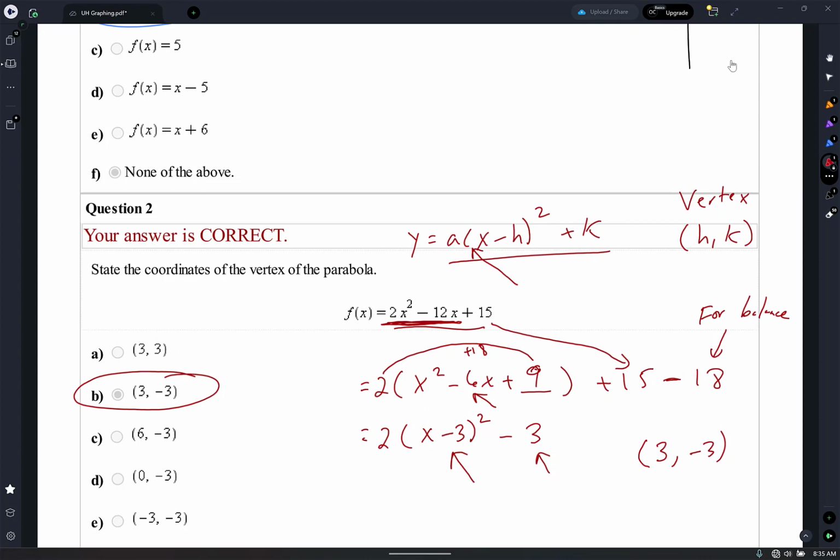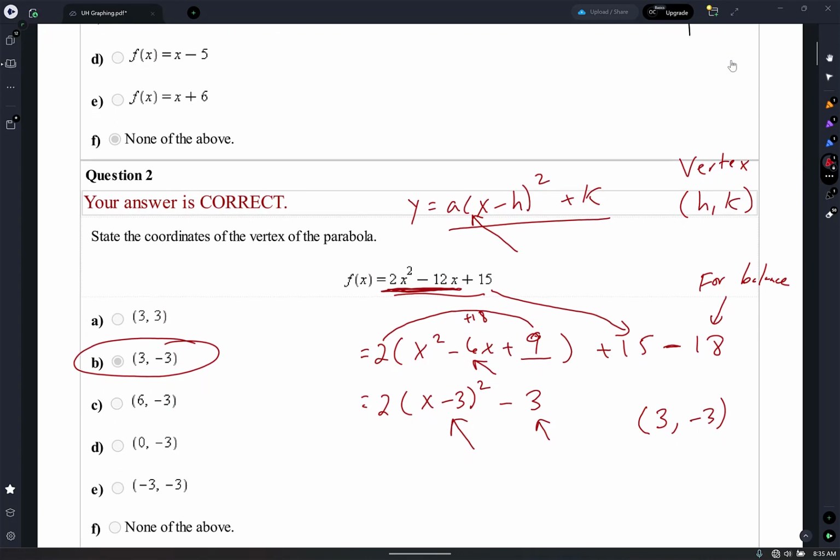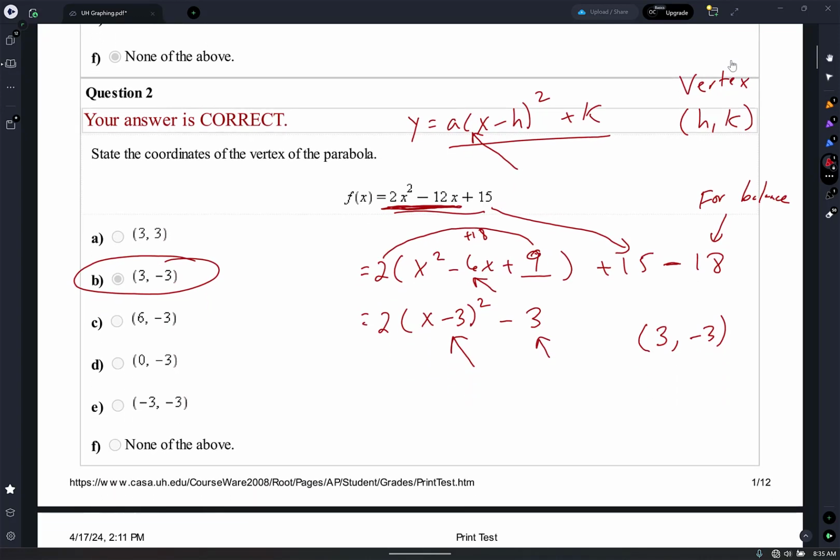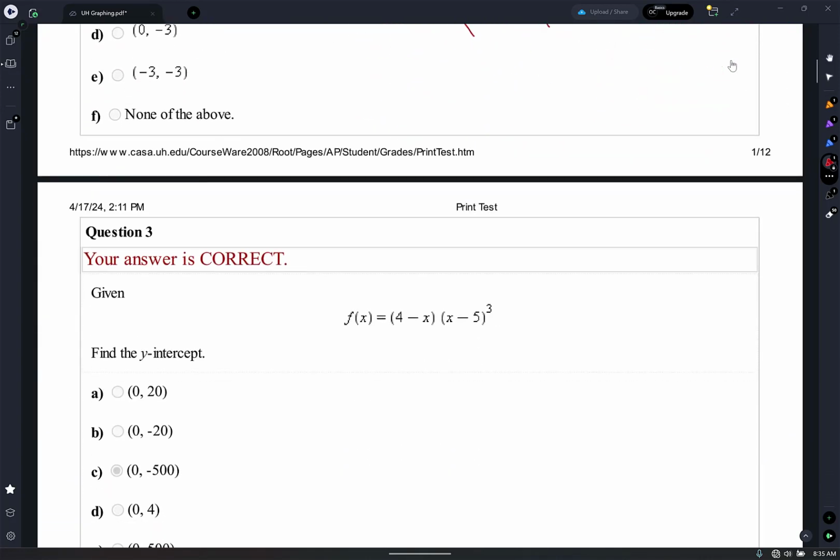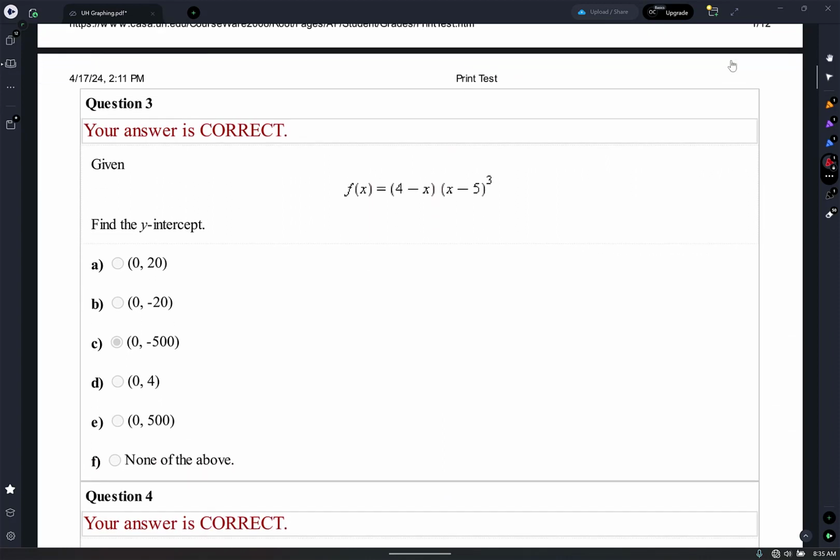Does that make sense, guys? Okay. You guys ready for the next one? So here we go. Given, find the y-intercept. How do I find the y-intercept? Plug in what? Look, when I cross the y-axis, what value is 0? What value? The x. So plug in x equals 0, guys.